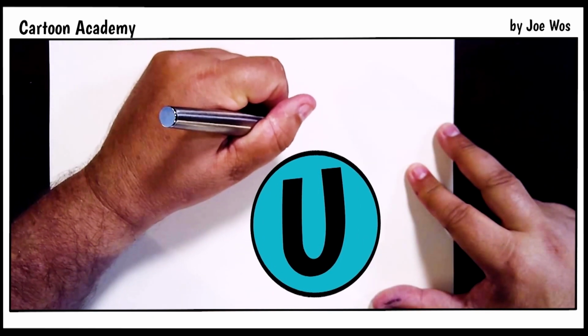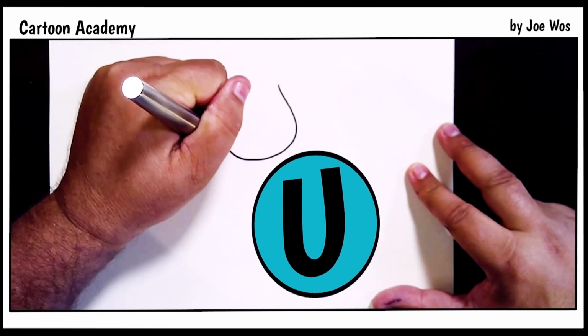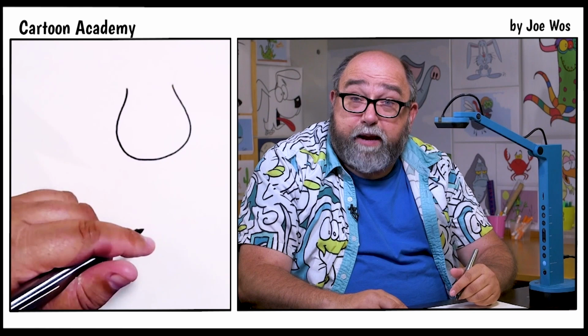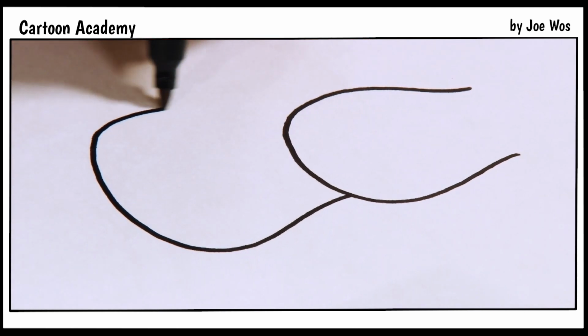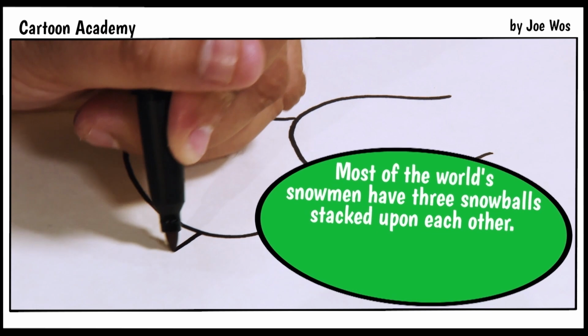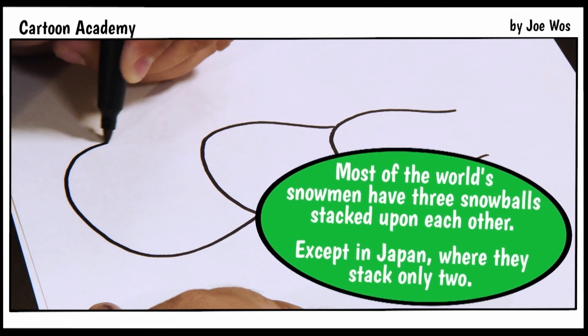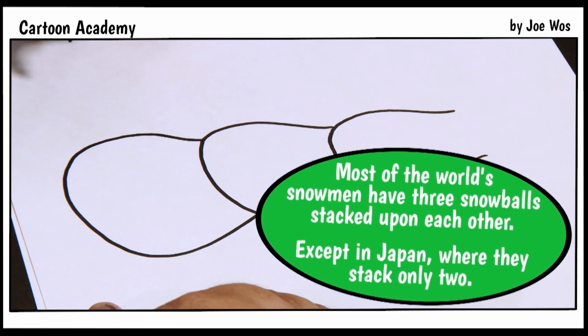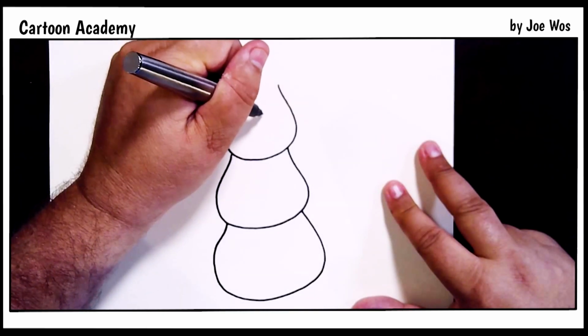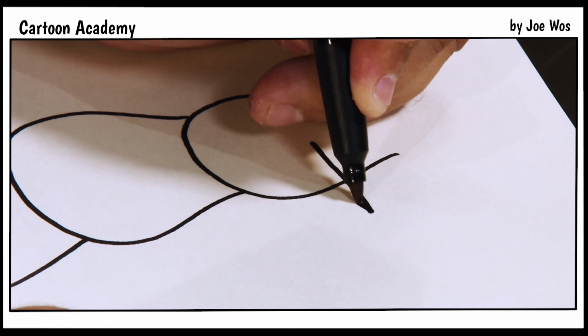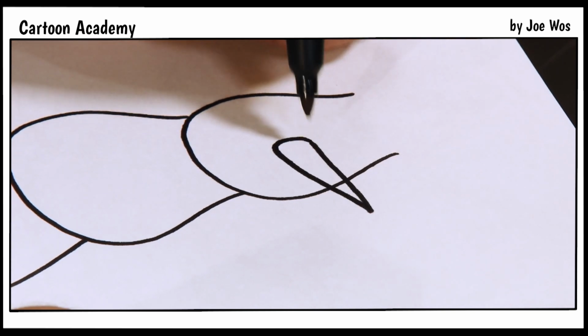Come down, around, and up. We're going to repeat that same shape 2 more times. Each time, it's going to get a little bit larger. So down, around, and up, down, around, and up. Now we're going to add the face. I like to make a traditional snowman, so we're going to use a carrot for a nose. Starting from about the middle of the face, we come out, in, and around.